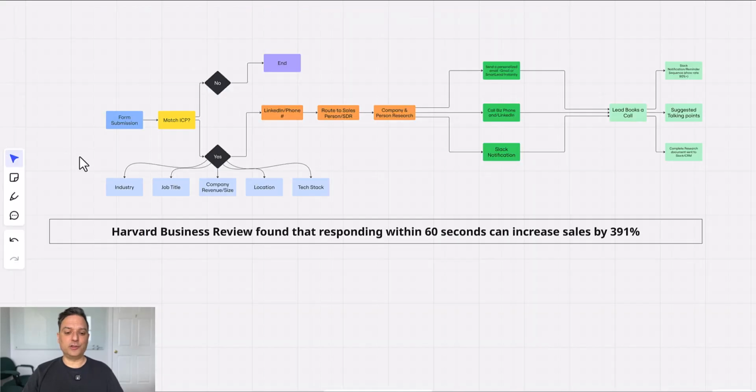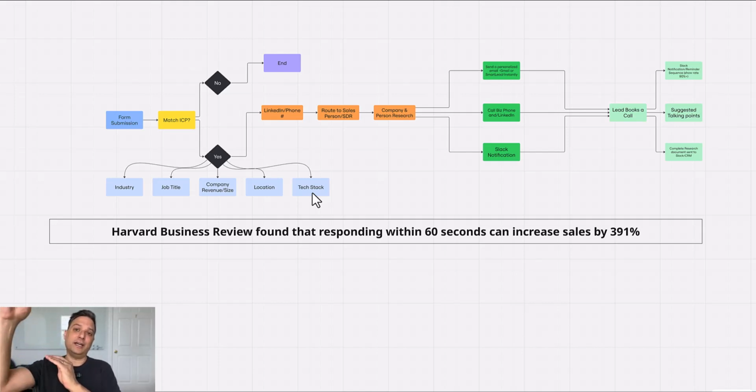Once we get a form submission, the first thing we want to do is find out, does it match your ideal customer profile? If the answer is no, then the automation stops. If the answer is yes, and we're checking for things like industry, job title, company size and revenue, location, tech stack, all that data we can get just from their business email. So you can imagine if you just have a form that asks for their business email, not even their name, just their business email, how that's going to 5 to 10x and even more the number of submissions you're going to get on a daily, weekly, or monthly basis.